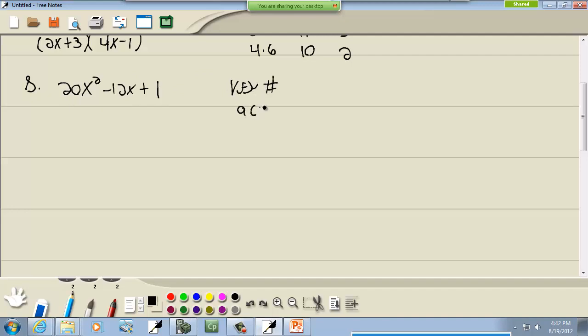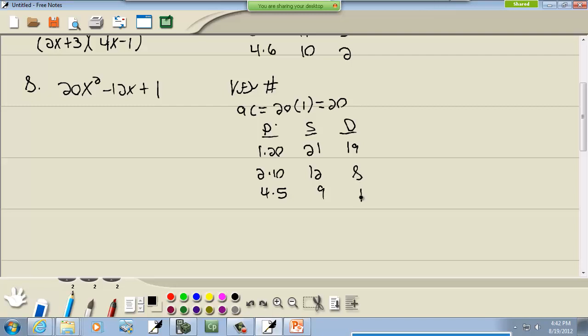We'll take our number at the beginning times the number at the end. So 20 times 1, which gives us 20. We're going to build a PSD table based upon 20. So we've got 1 times 20, 2 times 10, 4 times 5. Add them: 1 plus 20 is 21, 2 plus 10 is 12, 4 plus 5 is 9. Subtract them, the difference column: 20 minus 1 is 19, 10 minus 2 is 8, 5 minus 4 is 1.